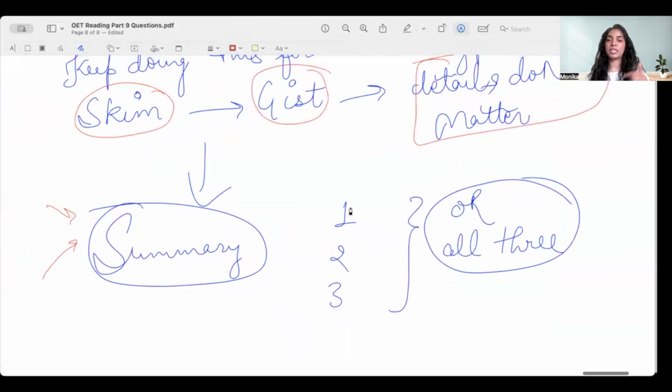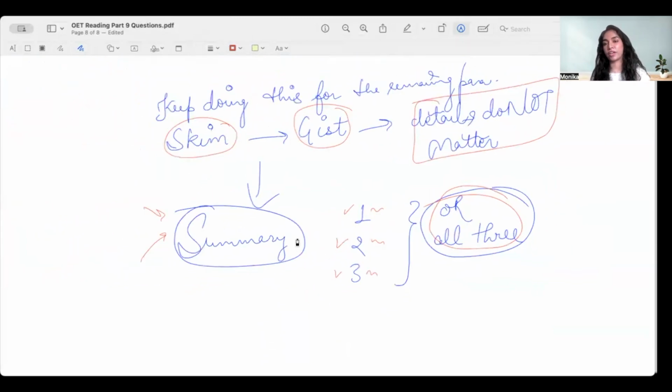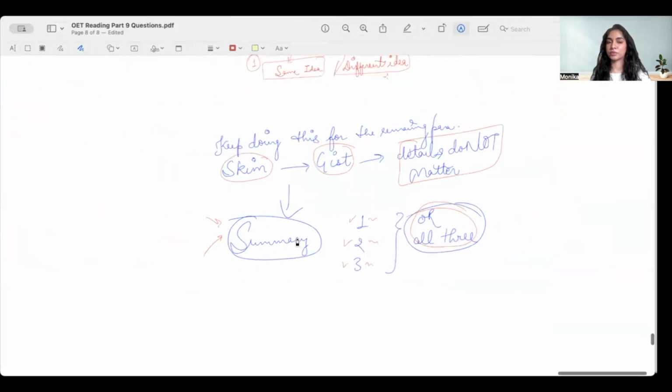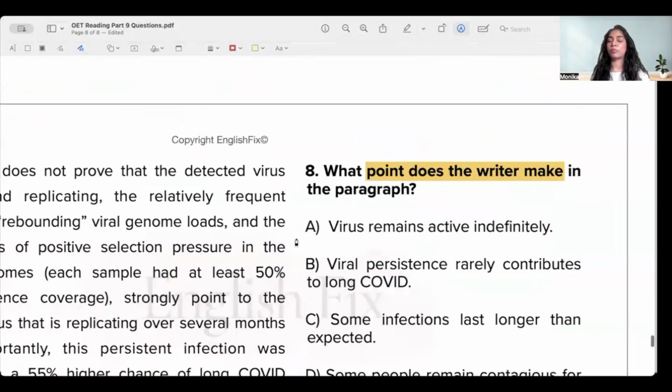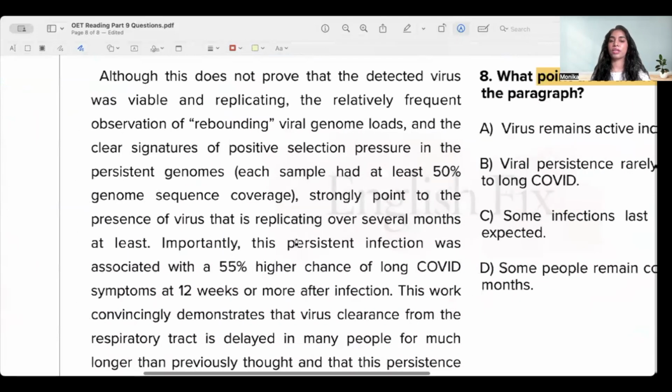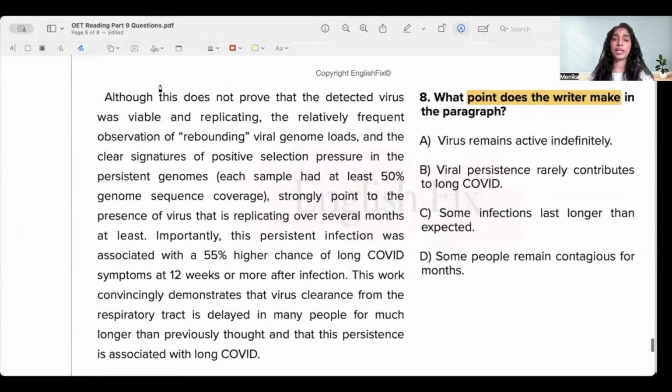The summary could be, yes, ma'am, there is one idea, there are two ideas, there are three ideas, and the answer choice could be any one of these, or a combination of all three. We don't care because we are still aware of the ideas and we can use that to our advantage when you are answering such a question. So now that we have understood how to answer this question, let's read the paragraph and figure out what point the writer is making here. Although this, I don't know what this is referring to because I can't read the previous part, but I still will be able to get to the answer here.